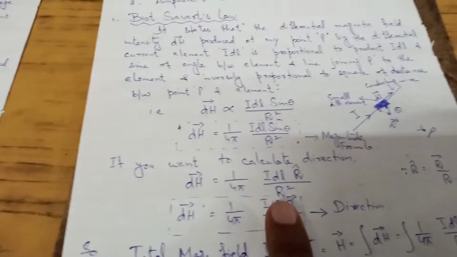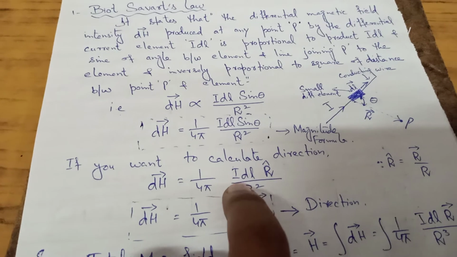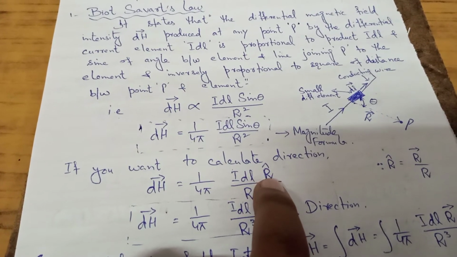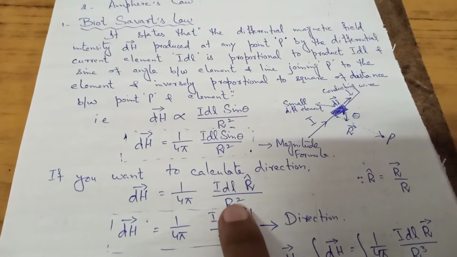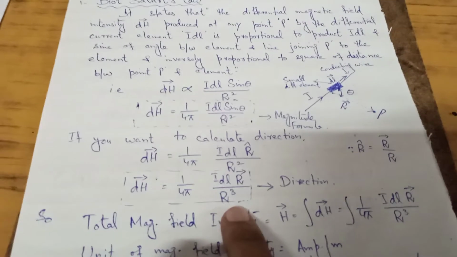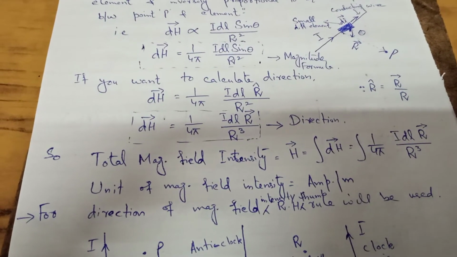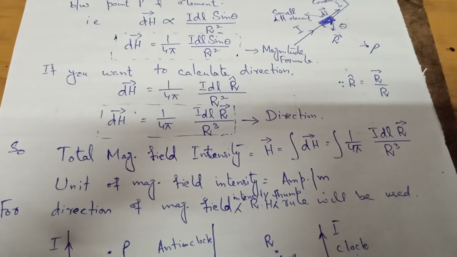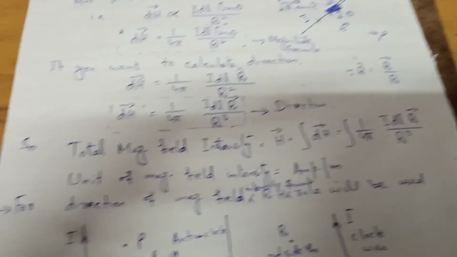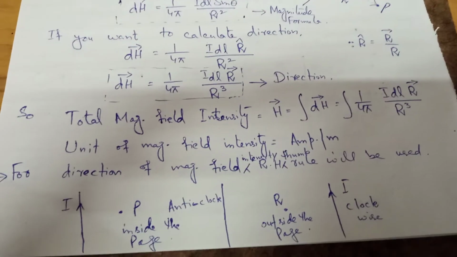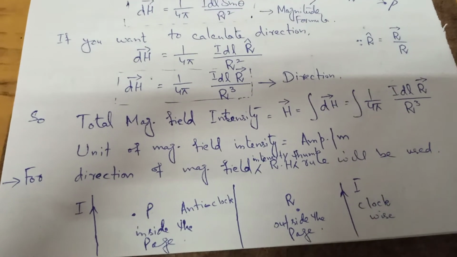This is the magnitude formula. If you want to calculate direction, dH is equal to 1 over 4 pi I dl cross r over R square, where r is the unit vector, the direction vector. We know that the unit vector is the vector over the vector's magnitude, so R square becomes R cube. So the total magnetic field intensity H is equal to the integration of dH. The unit of magnetic field intensity is ampere per meter. For the direction of magnetic field intensity, the right hand thumb rule is used.